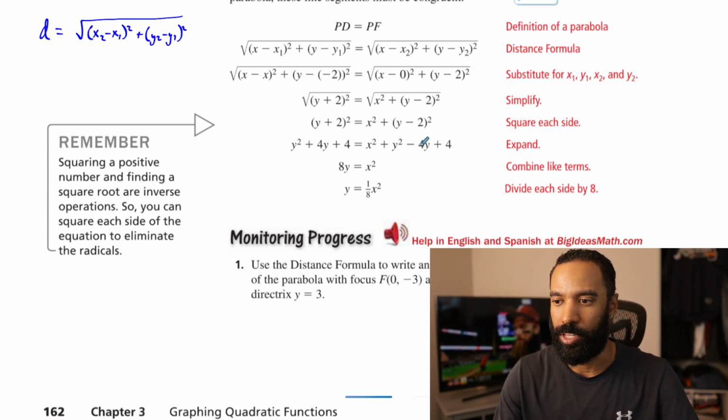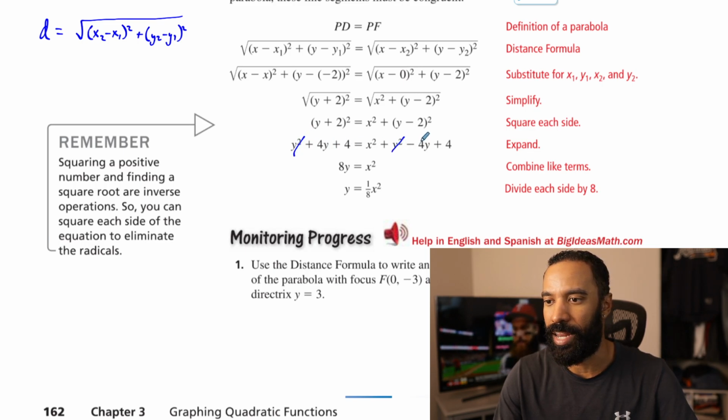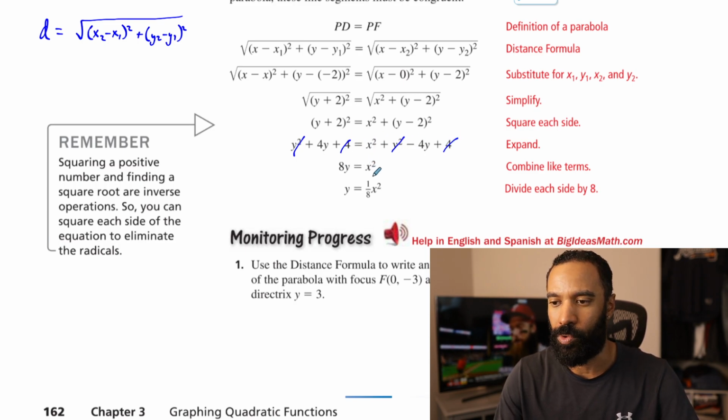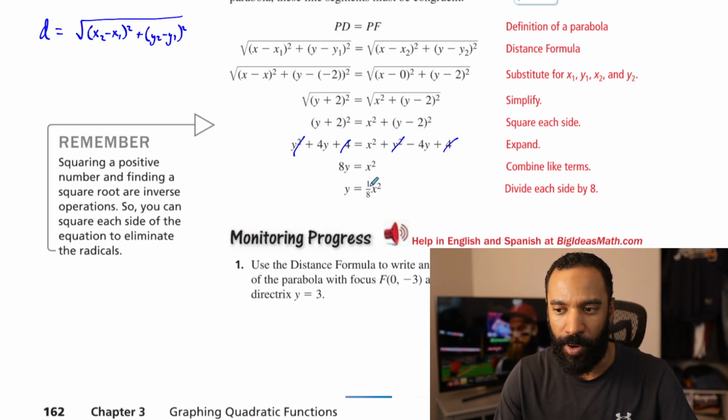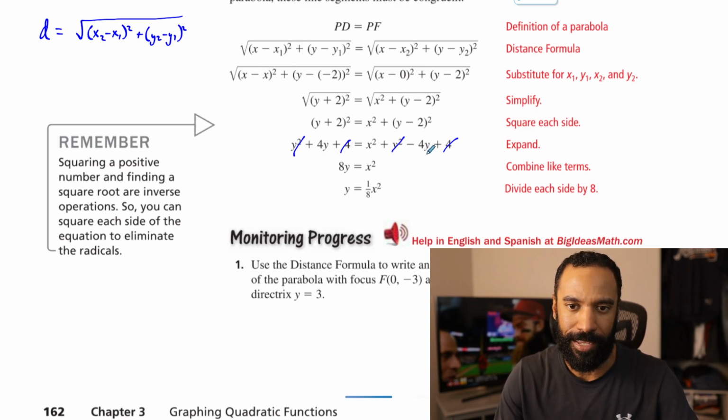We expand this guy to y squared minus 4y plus 4. And the y squareds cancel out here. I can add 4y to this side, I get 8y. The 4's cancel out. And I get 8y equals x squared. Divide both sides by 8, or multiply by 1/8. You get y equals 1/8 x squared.